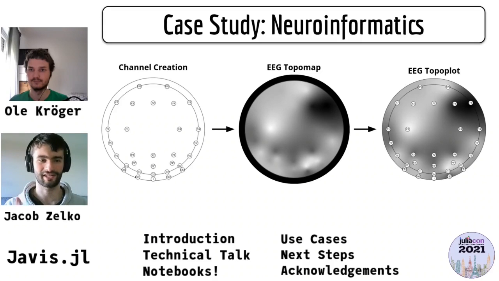So I created a channel, and then using Javis, I actually was able to create an EEG topo map, which you see in the center. And finally, I was able to create an EEG topo plot with the electrodes overlaid on top of the brain activity. So as you can see, Javis is extremely flexible and has wide application across not only many different use cases, but also for very specific and niche domains.